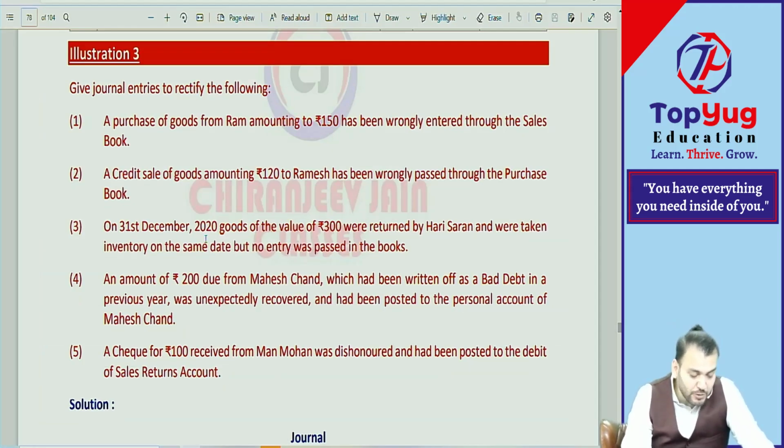On 31st December 2020, goods of the value of 300 were returned by Hari Saran and were taken into inventory on the same date, but no entry was passed in the books. It is a complete omission. Even though it was taken into stock, it does not mean it has been recorded. Hari Saran is a customer. It is sales return, which is completely not recorded. You need to pass the journal entry of sales return.